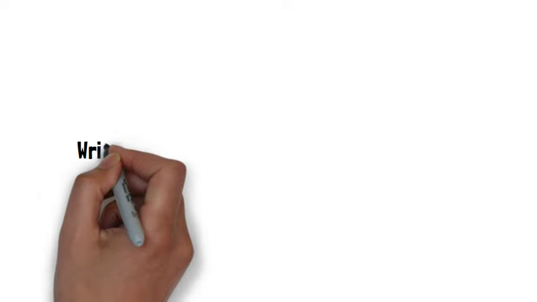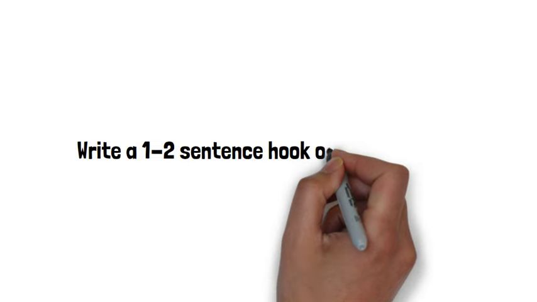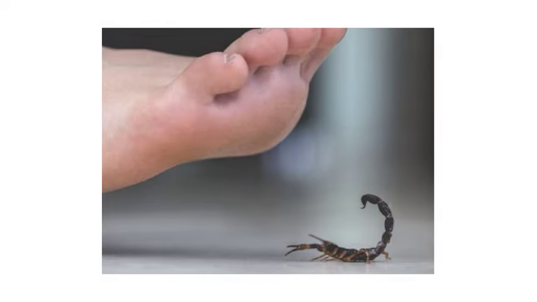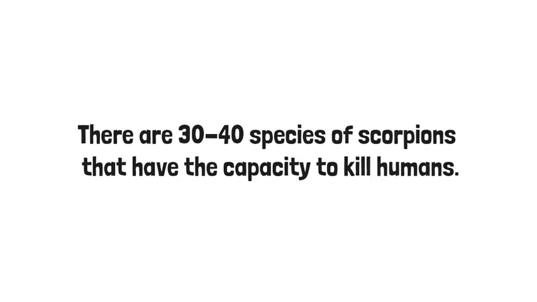For the following activity, you're going to practice writing a 1-2 sentence hook on a given topic. For example, if your topic is scorpions, you could write, as evening crept closer, a creature crept towards me. It was a scorpion glowing in the dark. Or perhaps you could write, as I watched TV, a scorpion stung my foot. Or maybe you could say, there are 30 to 40 species of scorpions that have the capacity to kill humans.